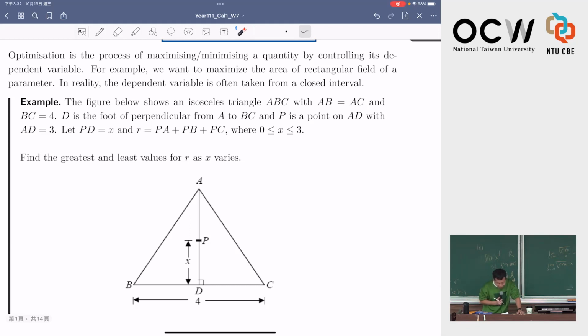The figure below shows an isosceles triangle. Now, very difficult English, huh? Isosceles. I learned this term a few weeks ago. That means that two of the sides are equal. Here, we give you that AB equals AC. So AB and AC are equal. And then you're given BC is 4. And what else are you given? You're given here AD equals 3. That means that this height here is 3.